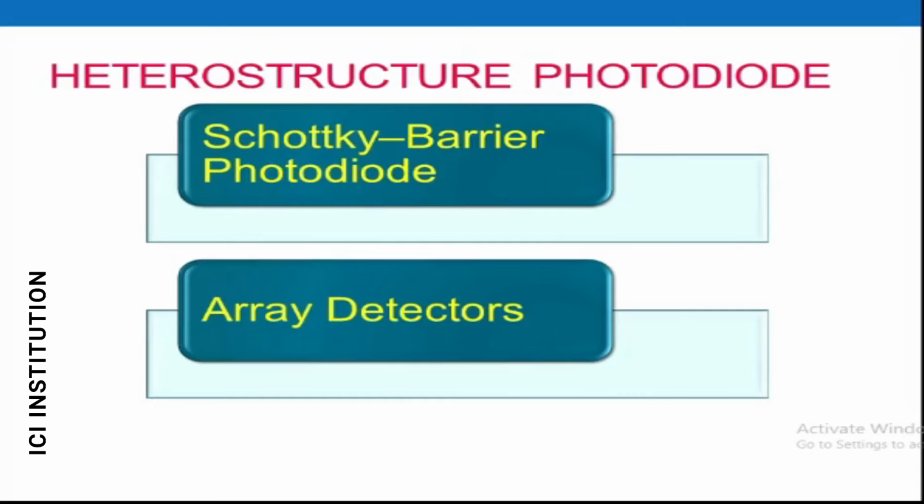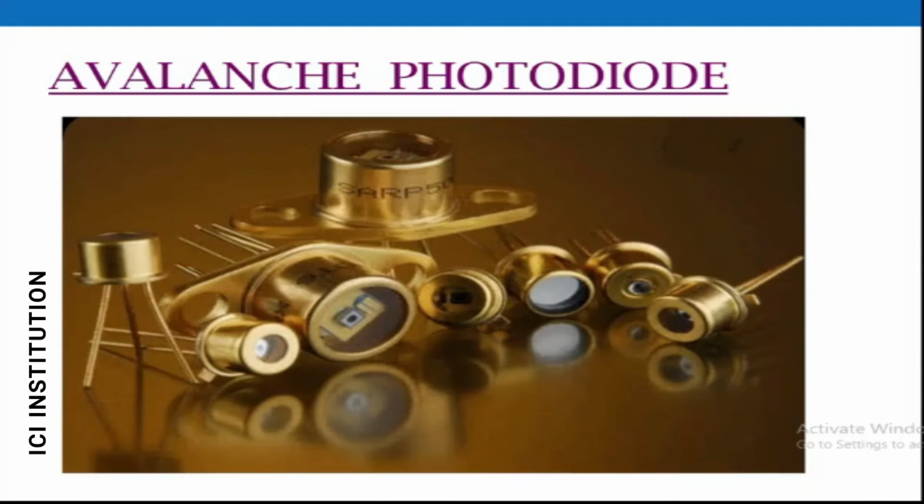The next is the heterostructure photodiode. The Schottky barrier photodiode and array detectors are the types of heterostructure photodiode. The next topic is the avalanche photodiode.